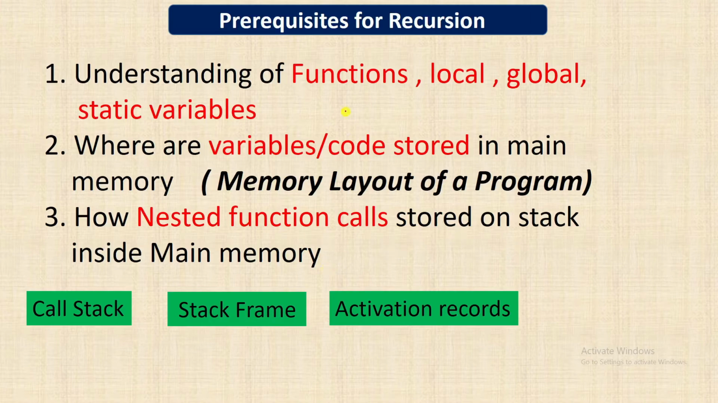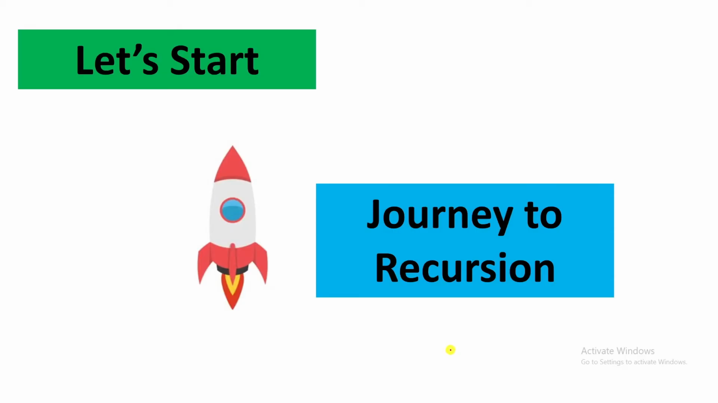I will be telling you something about the static variable, then the memory layout of the program, and how the nested function calls are stored on the stack. In this whole process, I will be telling you some terms like call stack, stack frame, and activation record, which are needed to understand recursion. So let's take the first step to start our journey to recursion.